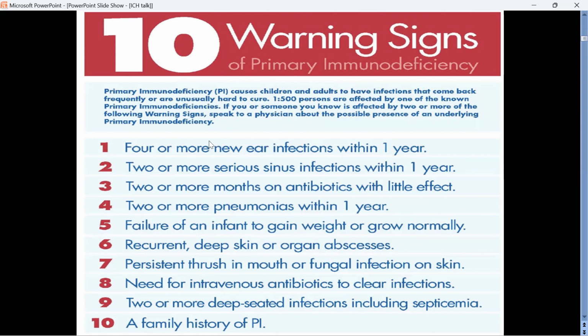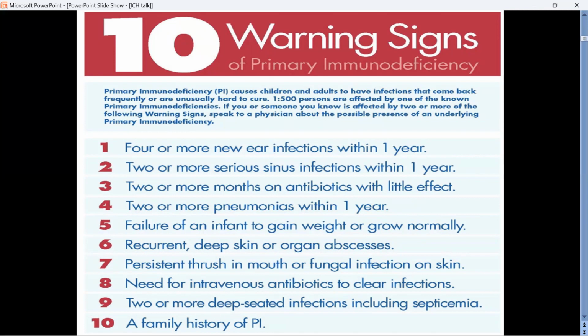These include repeated ear infections, sinus infections, or pneumonias in 1 year, two or more months of antibiotics with little effect, or needing IV antibiotics to clear the infections, failure of an infant to gain weight, recurrent and deep-seated skin or organ abscesses, and oral thrush, that is candidiasis, or fungal infections of the skin.